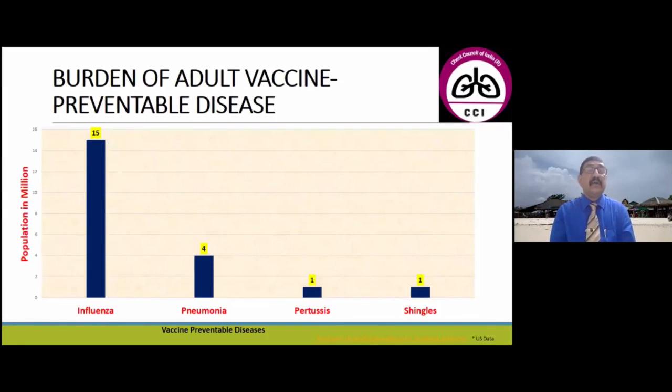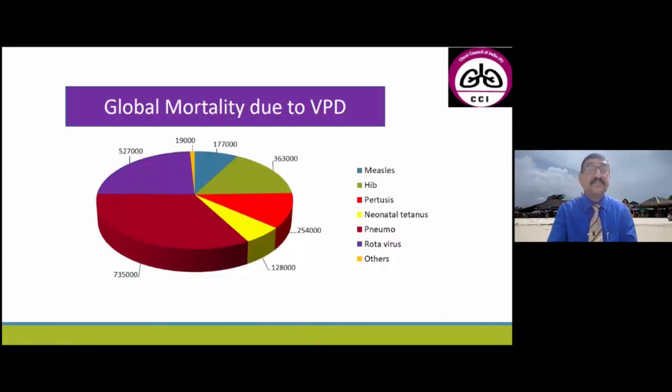Now coming to the burden of adult vaccine preventable disease. If you look at the pictorial, the burden of adult vaccine preventable disease is highest for influenza, followed by pneumonia. When you talk about pneumonia, it is community acquired pneumonia. Then there is pertussis, and last comes shingles. So this is the burden of adult vaccine preventable diseases throughout the world.